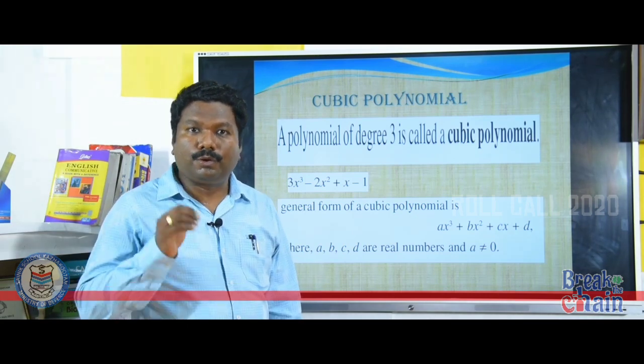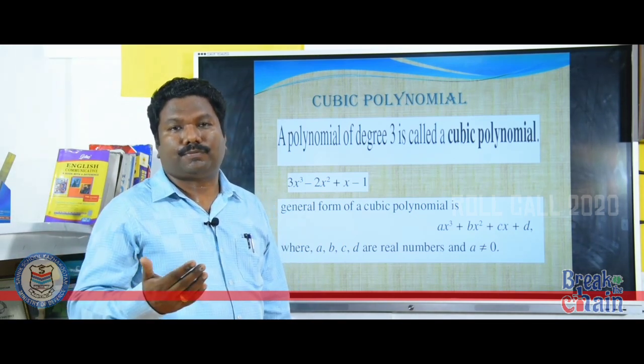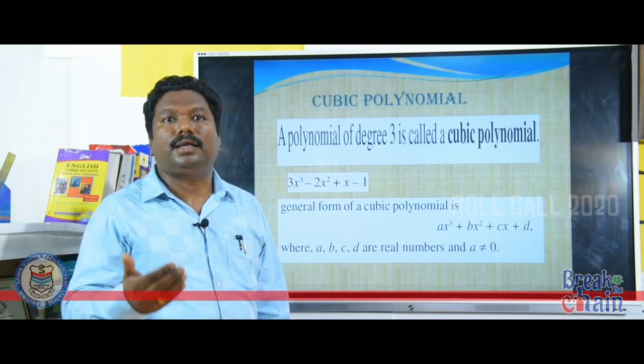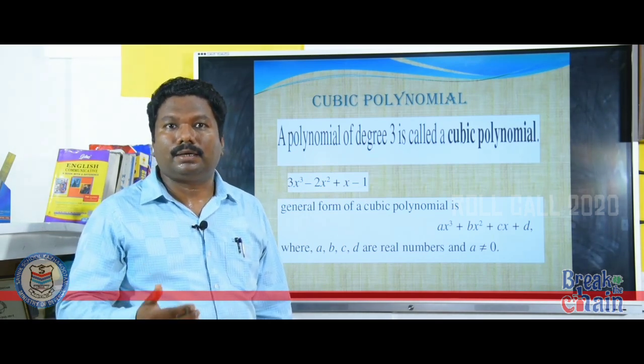Now the cubic polynomial. The third type of polynomial is the cubic polynomial. A polynomial of degree 3, a third degree polynomial, is called a cubic polynomial.